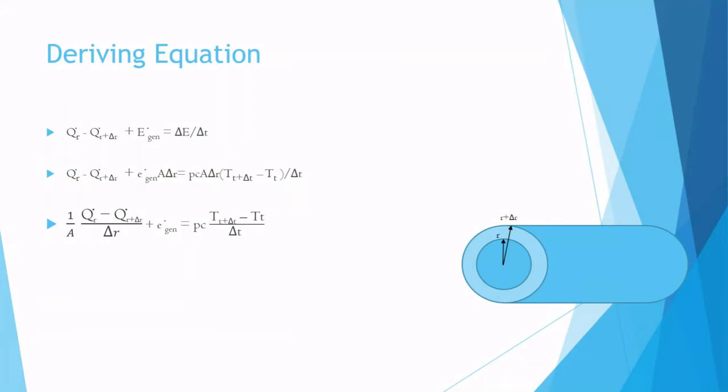The next step is to divide the entire formula by A multiplied by delta r, and the formula will look like this. If you take the limit of delta r as it approaches 0, the left-hand side of the equation can now be represented as this. By also taking the limit of delta t as it approaches 0, the term on the right-hand side of the third equation also changes, and the new formula looks like this.